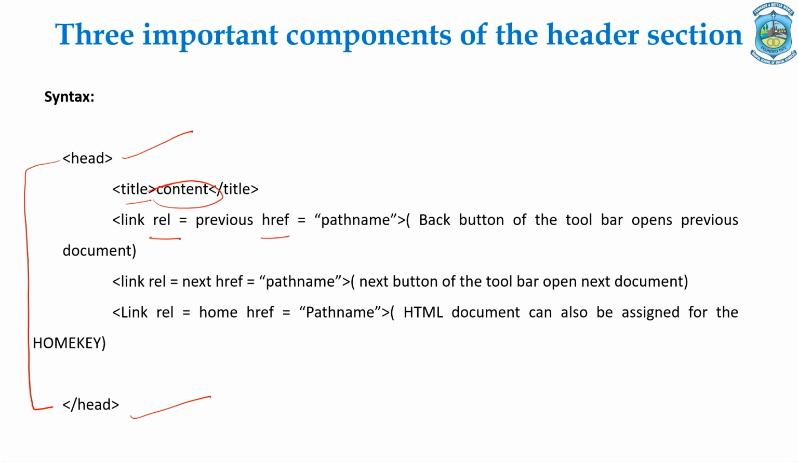Rel shows the relation. Here it is showing previous, and href is the path name of a web page or a website that needs to be connected. And the second example is next. The value of rel is next and href is equal to the path name. Okay, so this is the syntax of the three components of the header section.